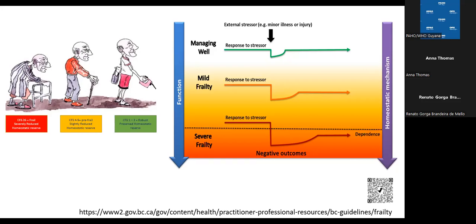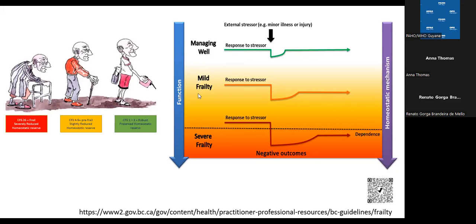So a robust individual is managing well and usually responds well to stressors and recovers fast, and almost all the time fully recovers after a clinical event.